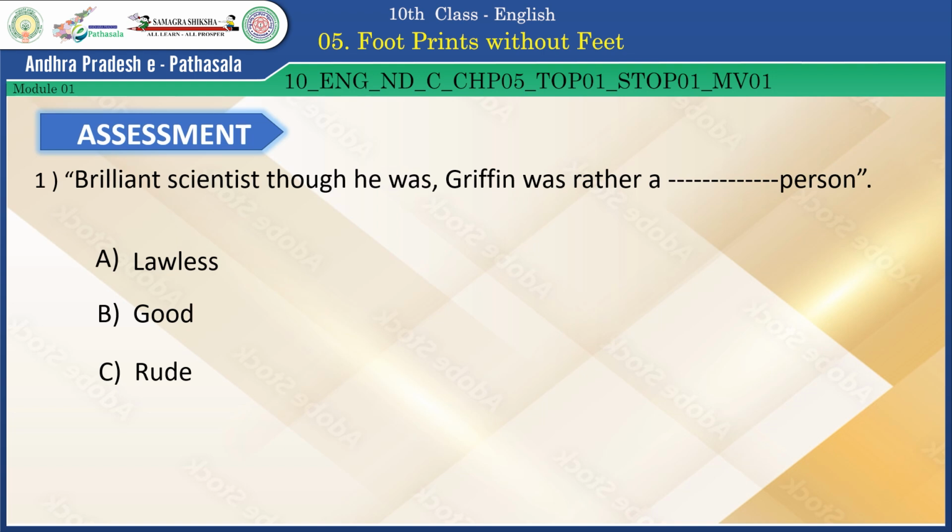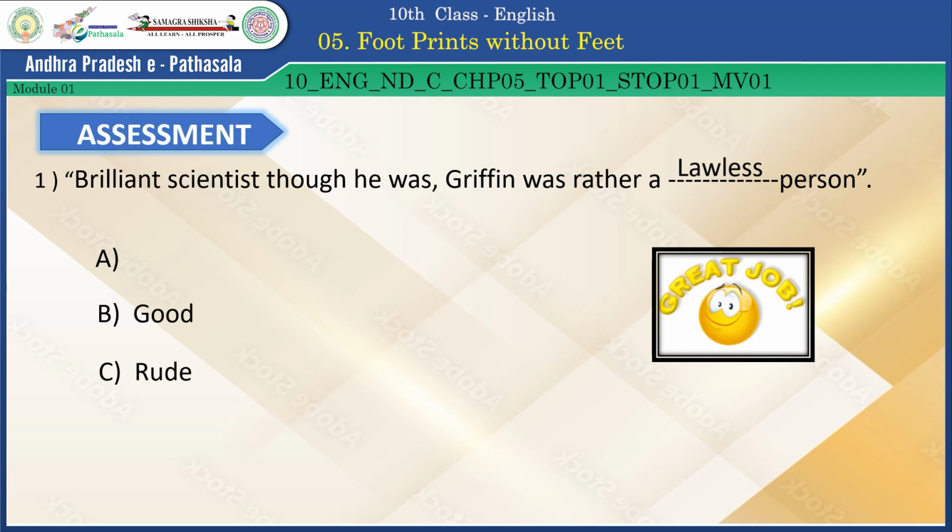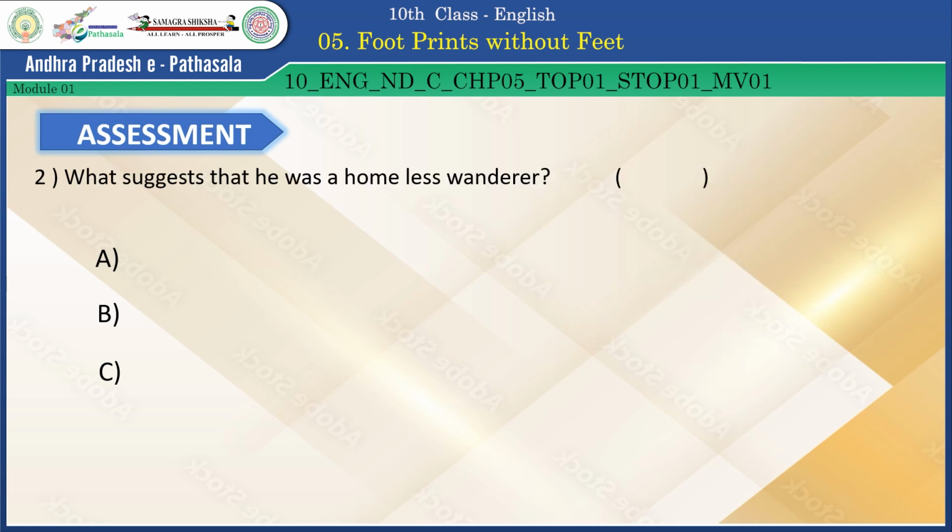Here are your options. Option A, lawless. Option B, good. Option C, rude. Come on, guess the answer. Very good, children. You have done a great job. Brilliant scientist though he was, Griffin was rather a lawless person. Well done. Let us move to the second question.